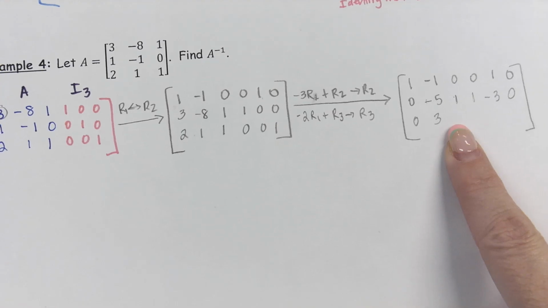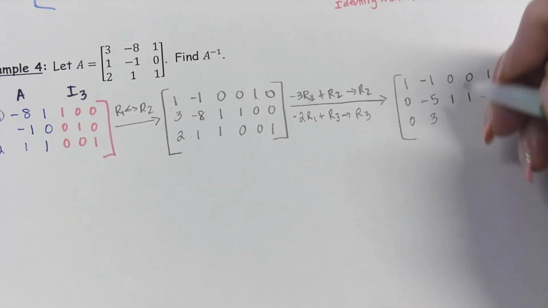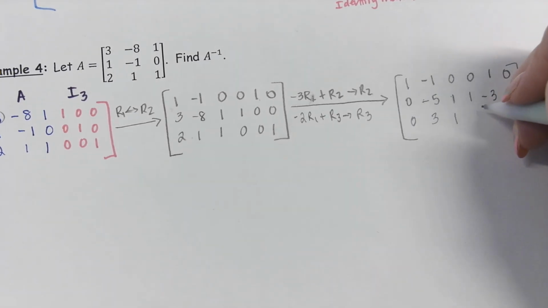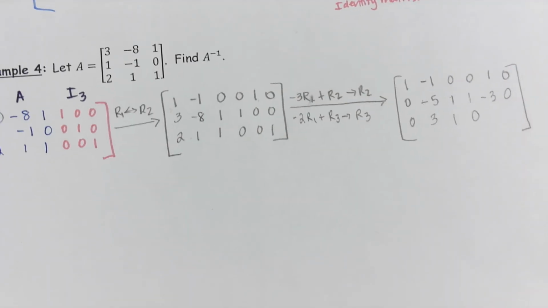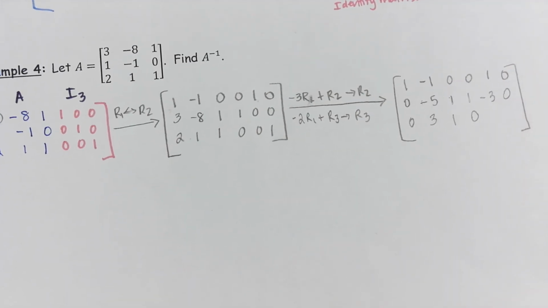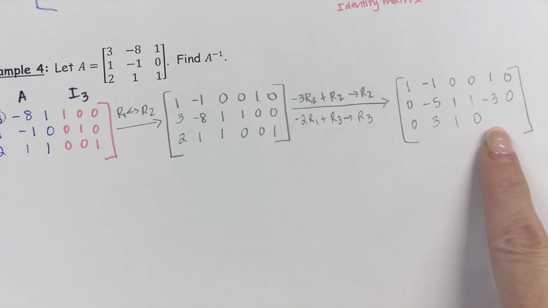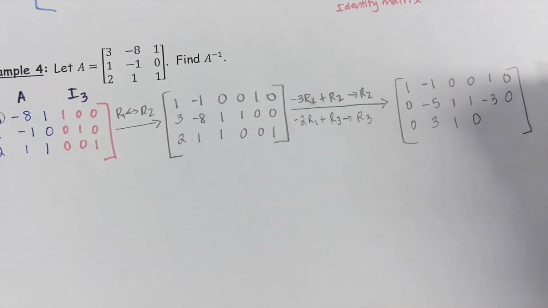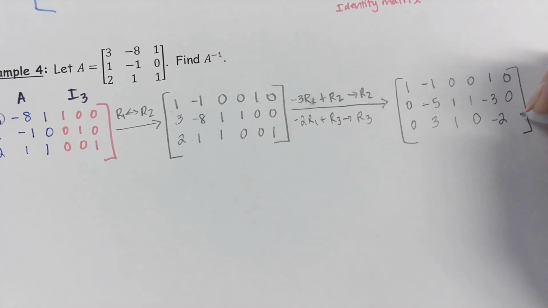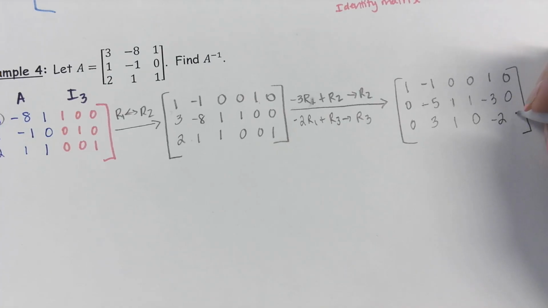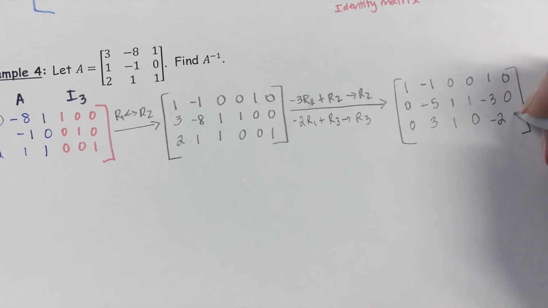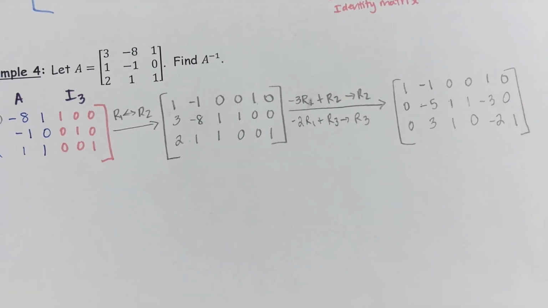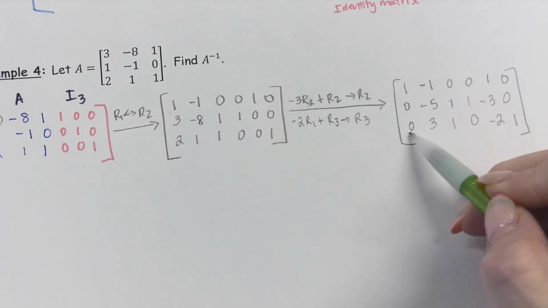Brooke, what'd you get for your next space? 1. Jaden G, what'd you get for the next one? 0, good. And then Sam, what'd you get for the next? Right here, this space? -2. Yep. Okay, and then Lucas, what'd we get for that last one? Yes, great. Okay, so now we have the 1, 0, 0.